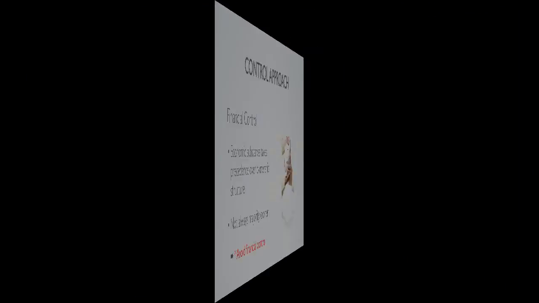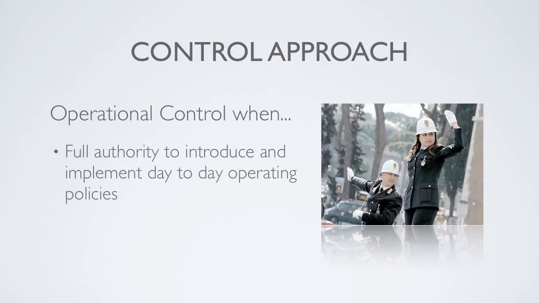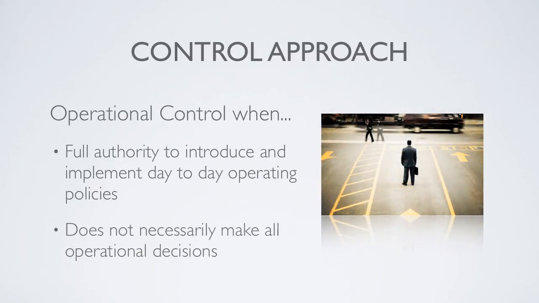Operational control. A company has operational control over an operation if it or one of its subsidiaries has the full authority to introduce and implement its day-to-day operating policies at the operation. But operational control does not mean that a company has the authority to make all of the decisions concerning an operation. For example, large capital investments will likely require approval from the parties that have financial control.